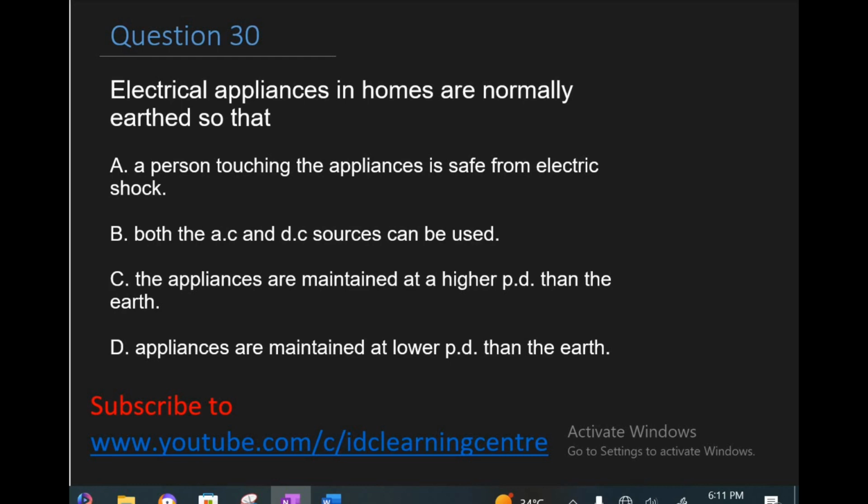So that's the number one, the primary reason for earthing electrical appliances. The word earthing there is talking about grounding. So the aim is to prevent electric shock. Option A is the correct answer.